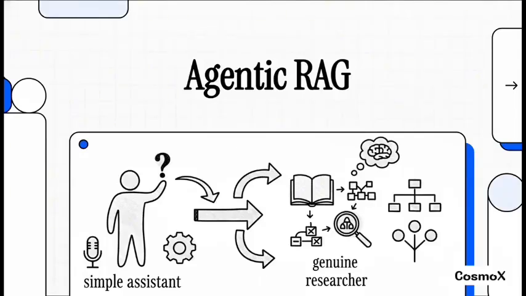All right, let's dive right in. Today we're talking about a huge upgrade in how AI finds answers. We're looking at a leap that basically transforms it from a simple assistant into, well, a genuine researcher. This is the world of agentic RAG.